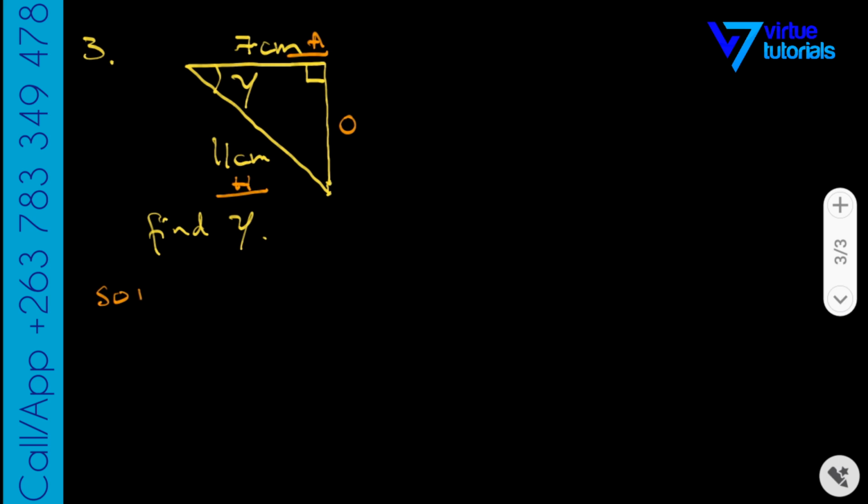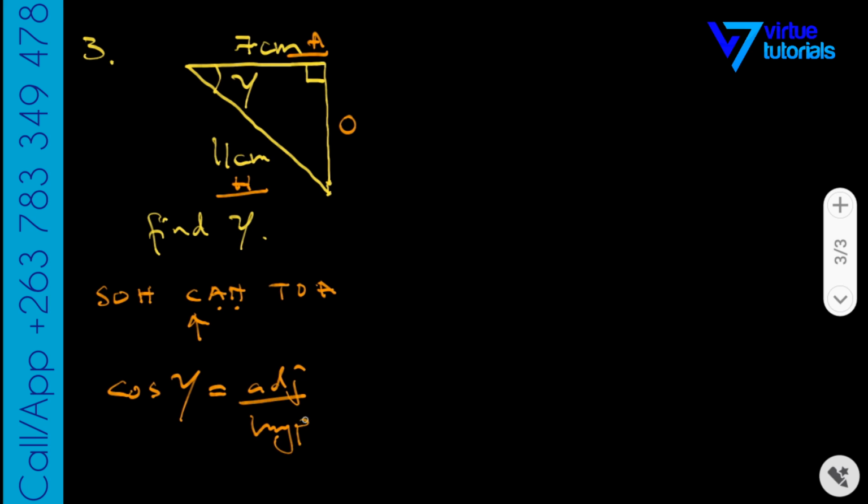So if you look at our SOHCAHTOA, we're looking for something that forms a relationship between adjacent and hypotenuse. That's going to give you the cosine function. So if we quote the cosine function using gamma, cos of gamma is equal to adjacent over hypotenuse. And then from there, we can plug in the actual values. Cos of gamma is equal to my adjacent, which is 7, over my hypotenuse, which is 11.